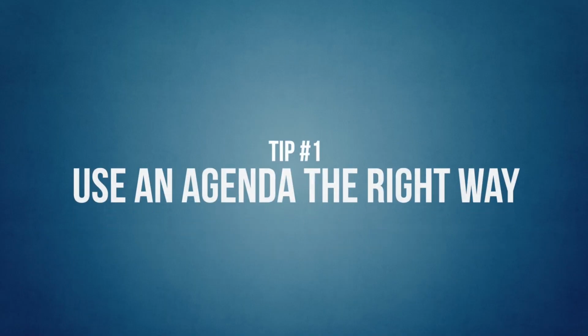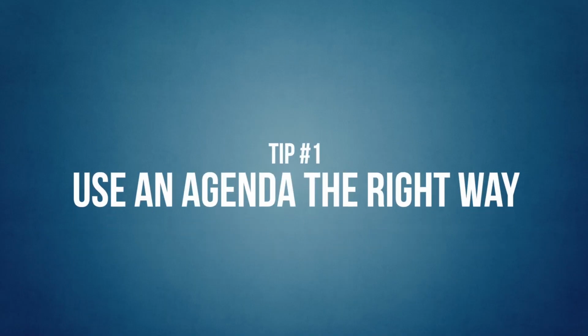Tip number 1 is to use an agenda the right way. If you're not using an agenda, you need to start using an agenda. But there's using an agenda and then there's using an agenda. Just having a list of items on a piece of paper is not enough. You need to use the agenda the right way to have a good meeting.